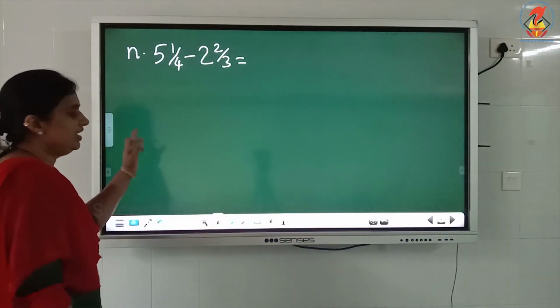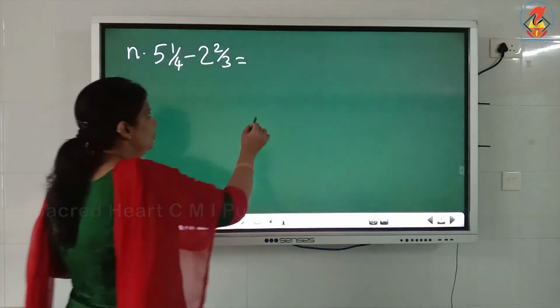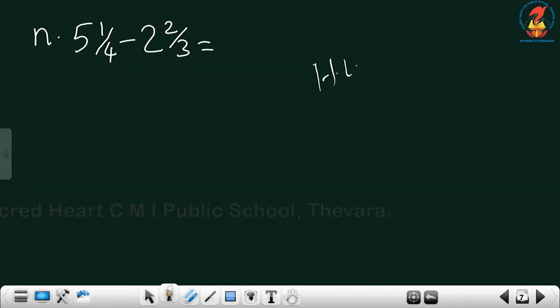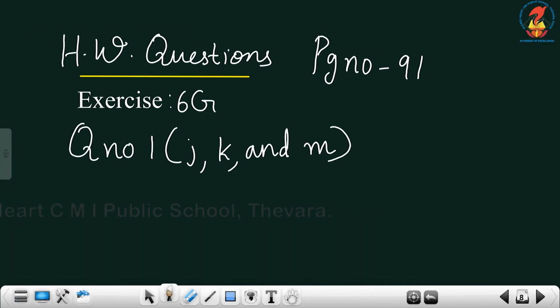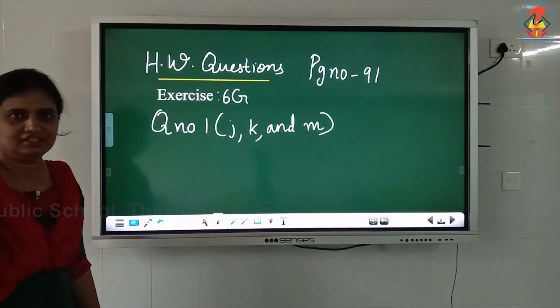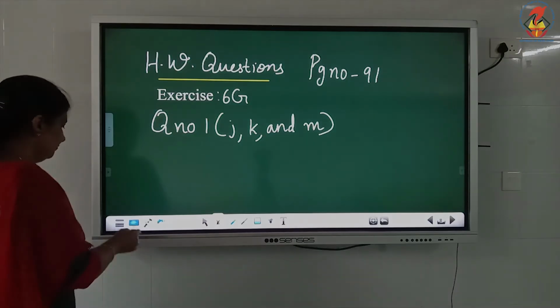And 5 and 1 by 4 minus 2 and 2 by 3, it is your homework only, right? That you can do at home. And this one also is a homework question, right? Is it clear, children? Okay. Thank you.